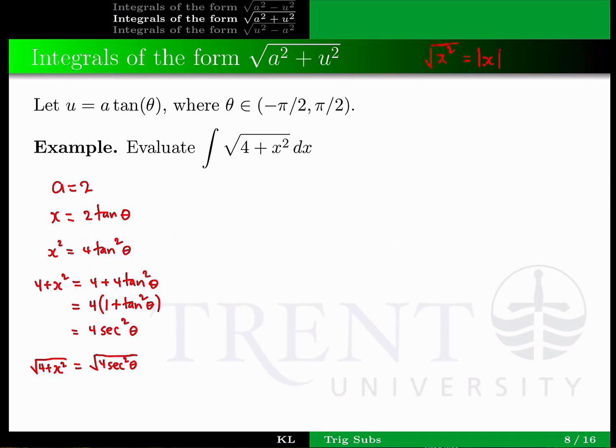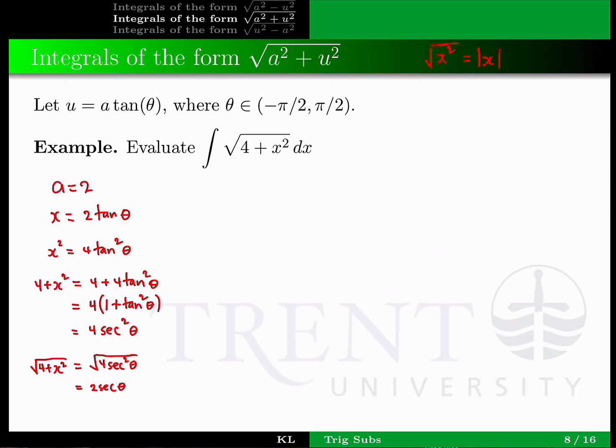Now, since our theta is in this interval, it means that theta is in the fourth quadrant or first quadrant, and the values of secant in the fourth and first quadrants are positive. Since we know that the value of secant is always positive in that restriction, we can just write this as 2 secant theta. So we don't have to put the absolute value. That's the point of putting this restriction.